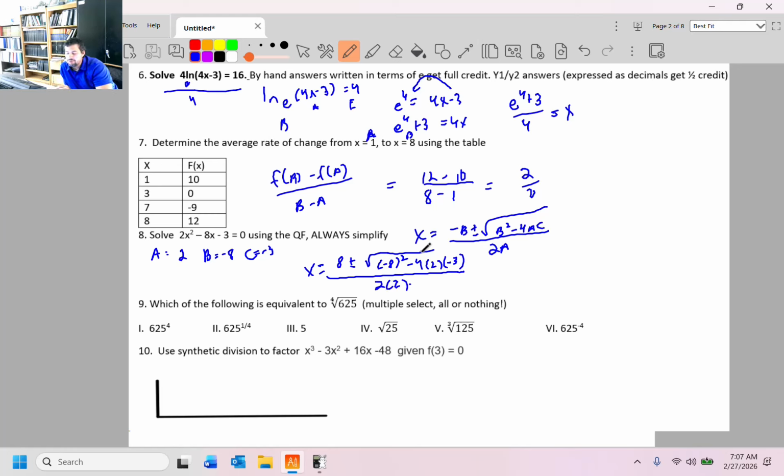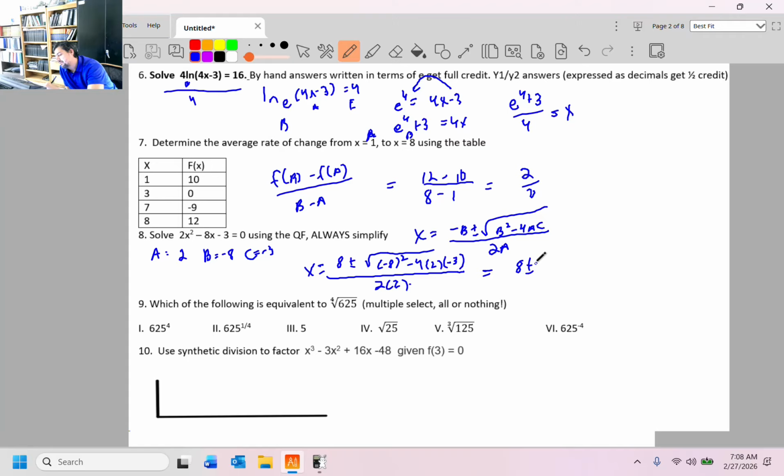I'm not really a button pusher. I know that this is 64. I know a negative times a negative is positive, so I'm about to add, okay? 4 times 2 is 8, times 3 is 24. 64 plus 24 is 88. Always has been, always will be.